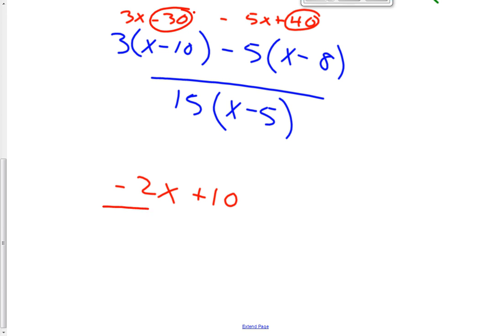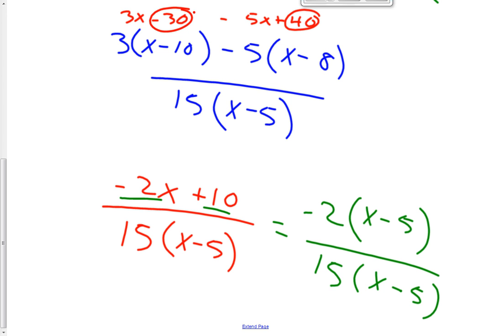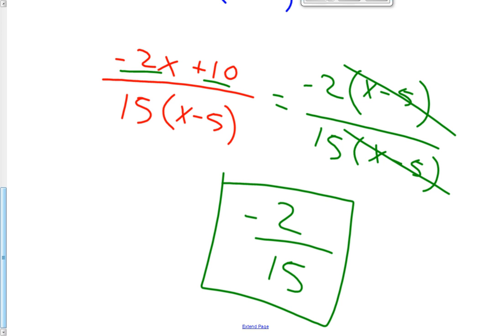So in our numerator, we have a negative 2x plus 10. In our denominator, we have 15 times the quantity x minus 5. Hopefully you guys see in the numerator now that you could take out a GCF. You can take out a negative 2 from both terms. And then you're left with a positive x and a minus 5, over 15 times the quantity x minus 5. What do you notice again? We have x minus 5 and x minus 5, one in the numerator, one in the denominator. Those reduce, so your answer becomes a single fraction, a negative 2/15. There's our answer for problem number 4.